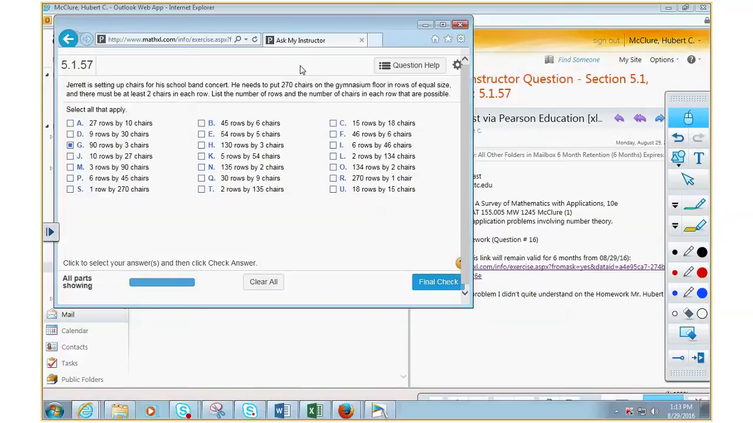You basically need to do multiplication to see the possible rows. Well, 3 times 90. 9 rows times 70 chairs, so you need that. So yeah, you've got to do your multiplication tables.